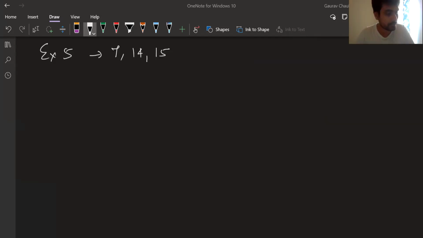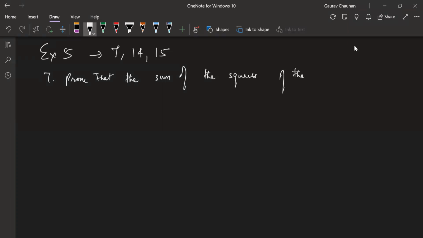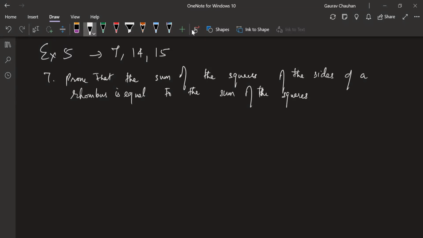Let me write the question only. I have it open on the notebook in front of me. Question number 7 says, prove that the sum of the squares of the sides of a rhombus is equal to the sum of the squares of its diagonals.